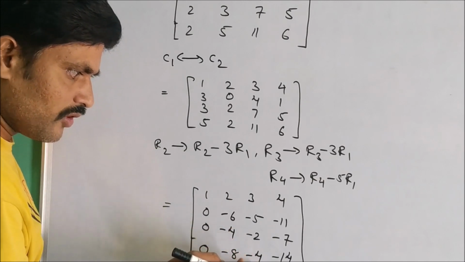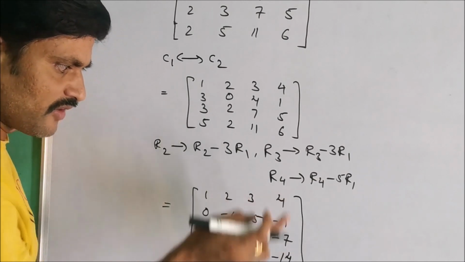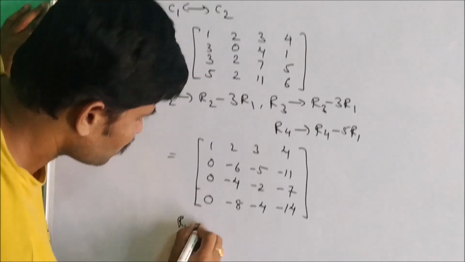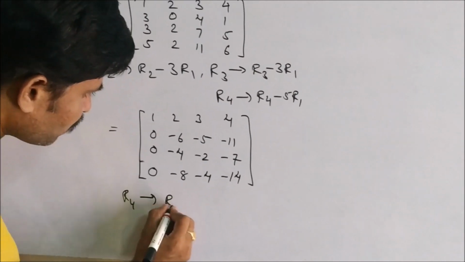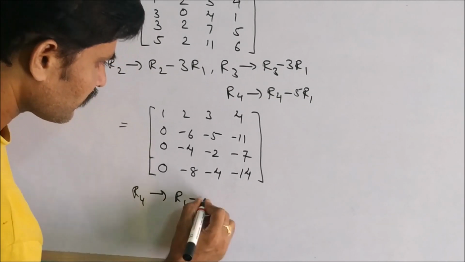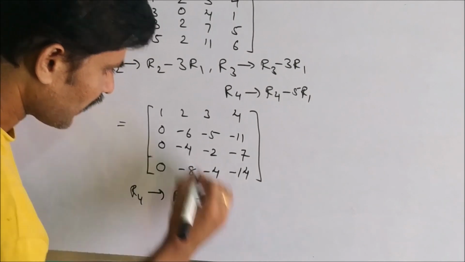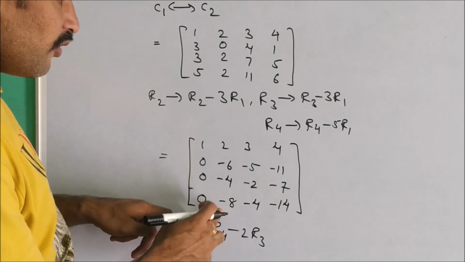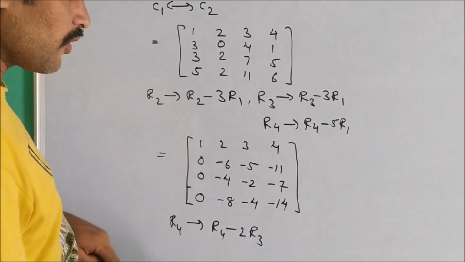14 is a multiple of 7, 4 is a multiple of 2. Now here we can apply the operation R4 changes to R4 minus 2R3. Here we multiply with 2 and subtract from the 4th row.